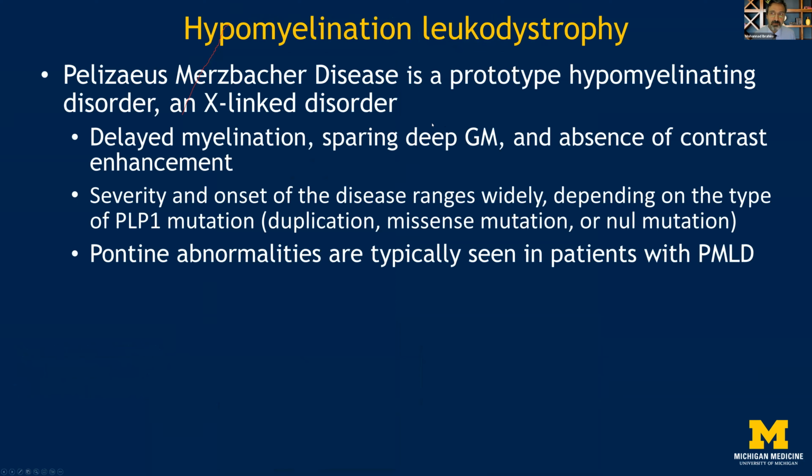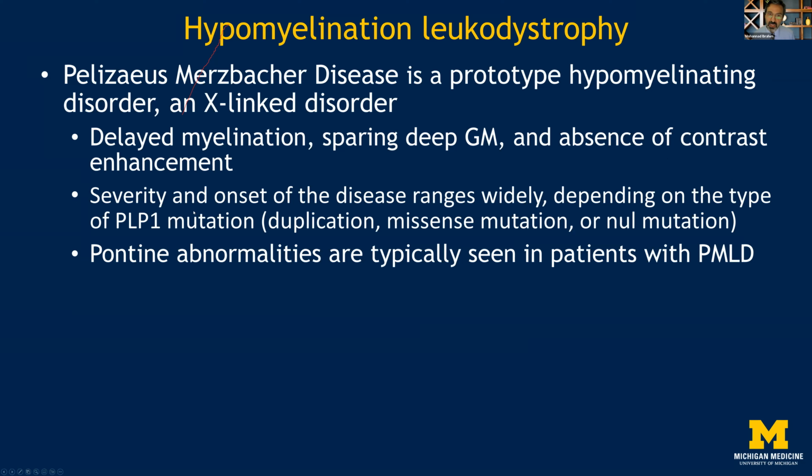Pelizaeus-Merzbacher disease is the prototype hypomyelinating disorder. This is an X-linked disorder that is characterized by delayed myelination with sparing of the deep gray matter. The exception is sometimes there's a bright signal to the globi pallidi because of the higher concentration of myelin in this region. Classically, there's no evidence of contrast enhancement.